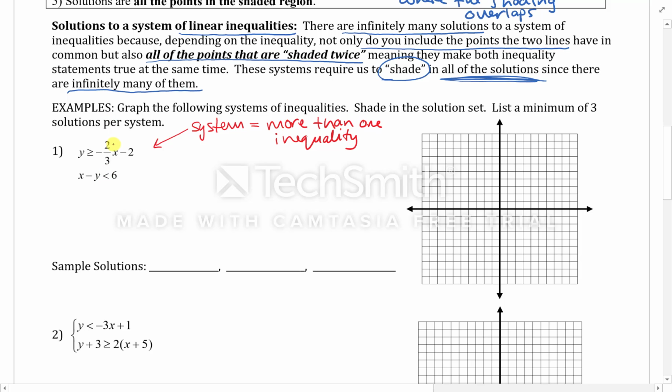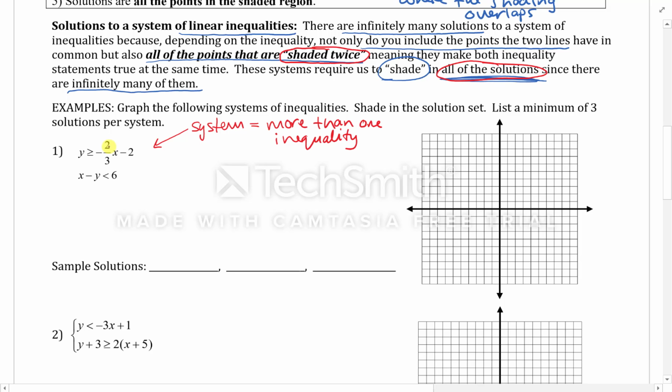Okay, so when you have more than one, that's considered a system. So that's where you have to actually graph both lines and then find where the shading happens twice, and that is indicating all of your solutions. That is the area that has been shaded by both inequalities.